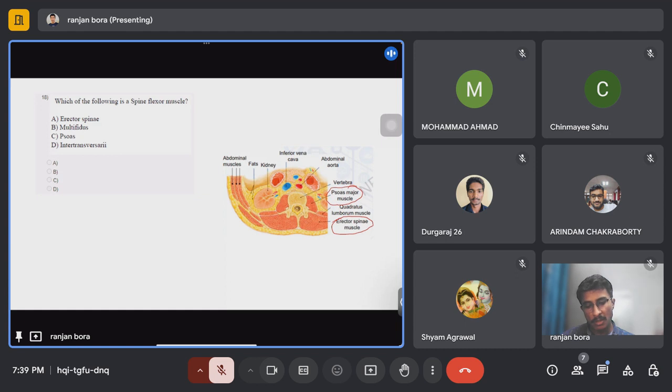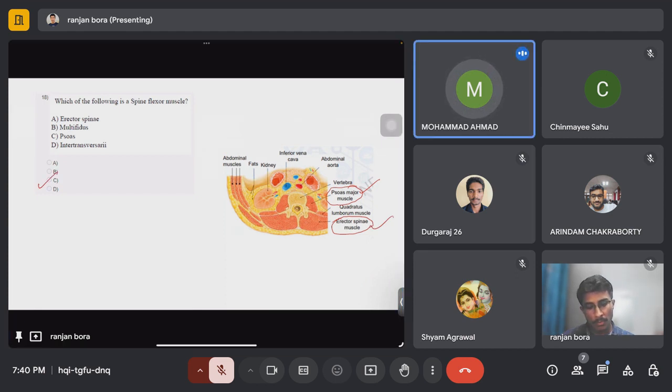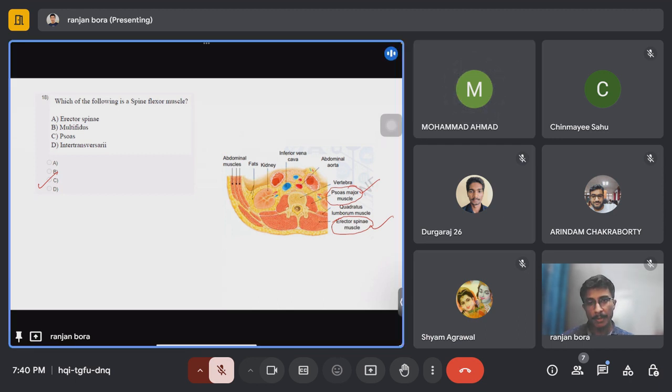This is like a cross section of an abdomen near the thoracic spine. So you can say the spine is connected to two muscles. One is this and one is this. And which one is the flexor muscle? Psoas. Yeah, psoas is the flexor muscle. So the erector spinae will be the extensor muscle.